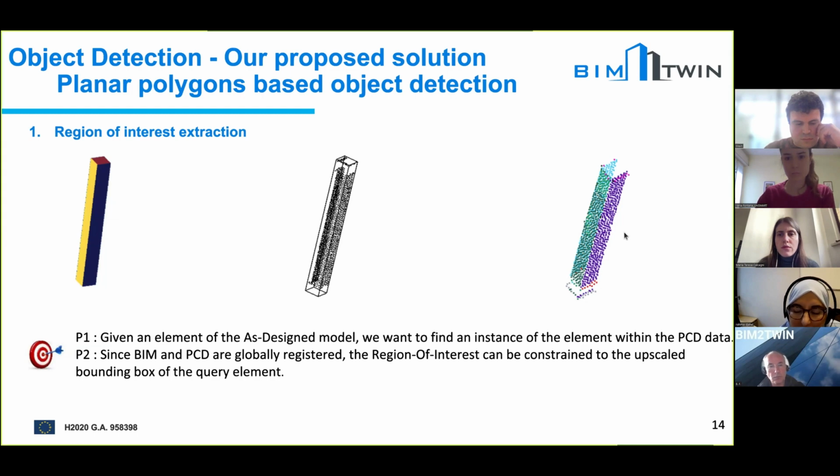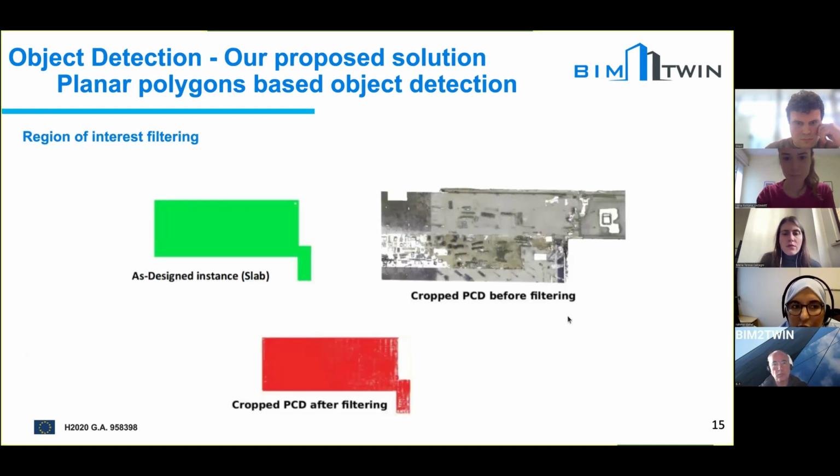When we extract this region of interest by upscaling the bounding box of the as-designed elements, this region can contain several clutter objects, or objects used for the construction. We need first to filter this clutter and keep only the points corresponding to the element. Here we have the result of our first step for object detection.